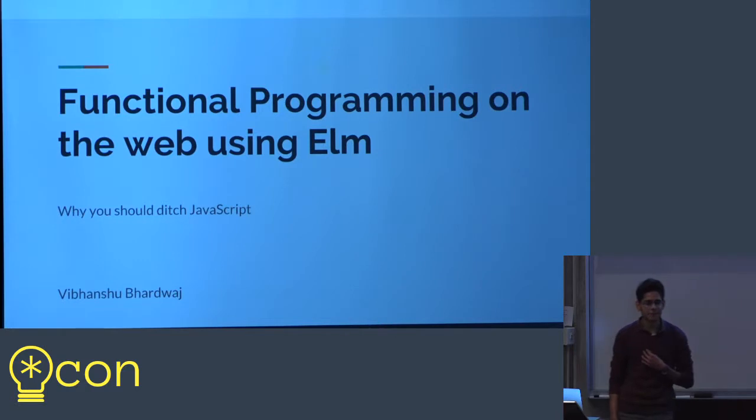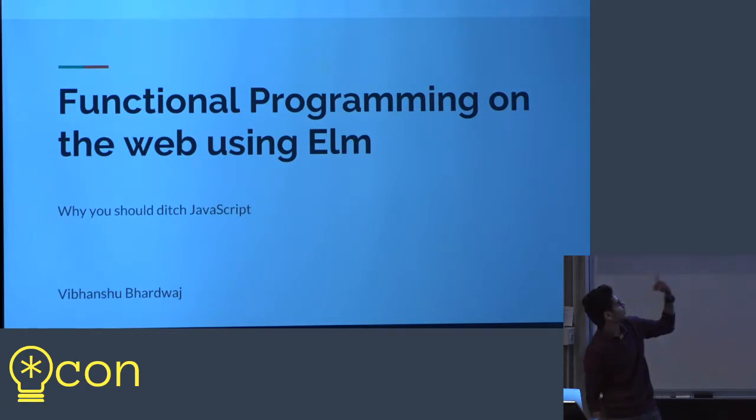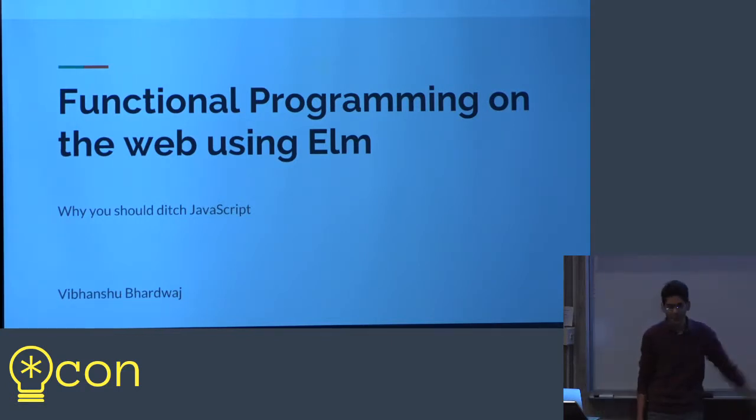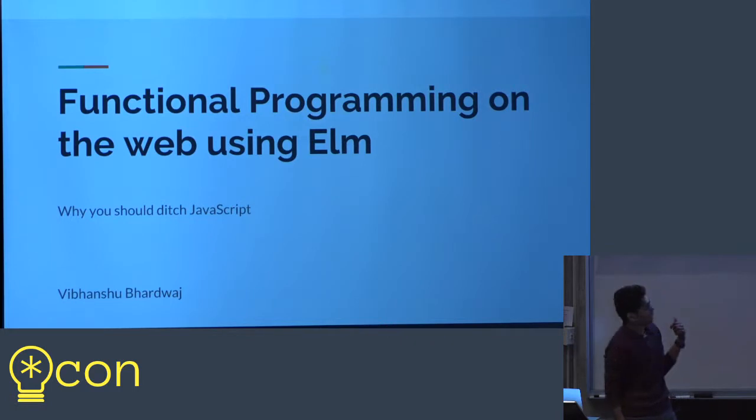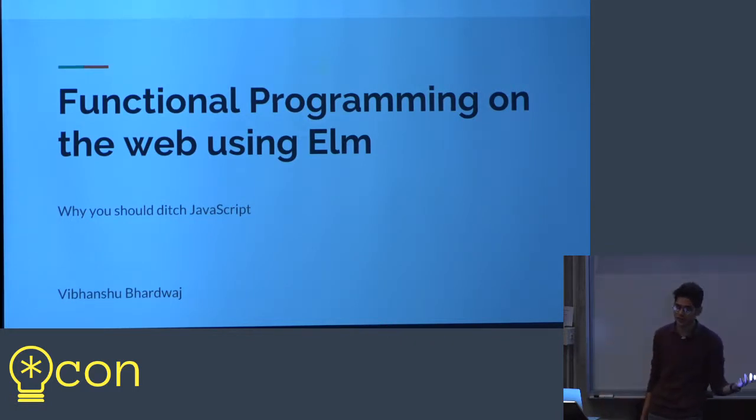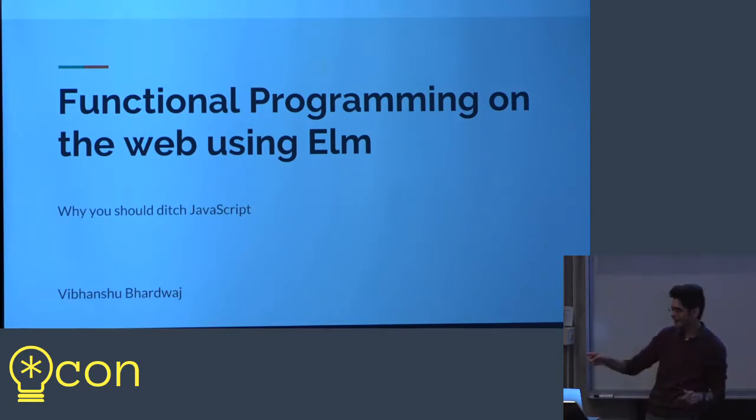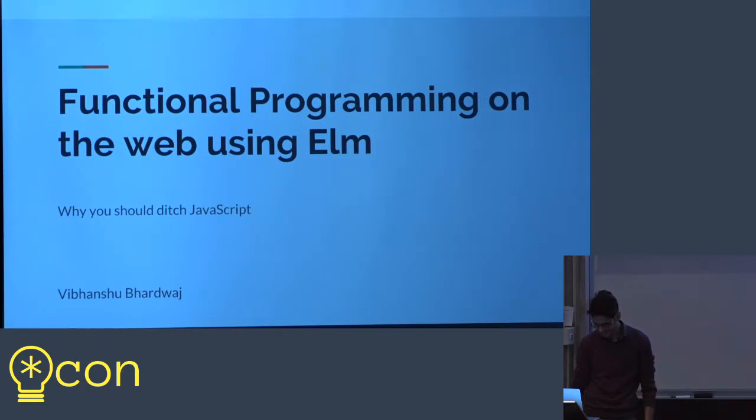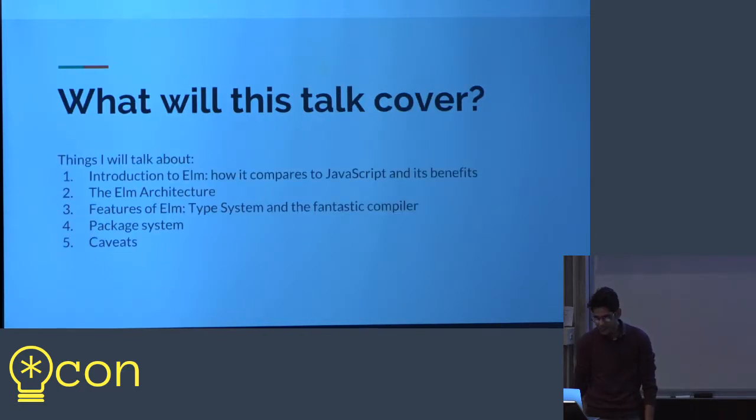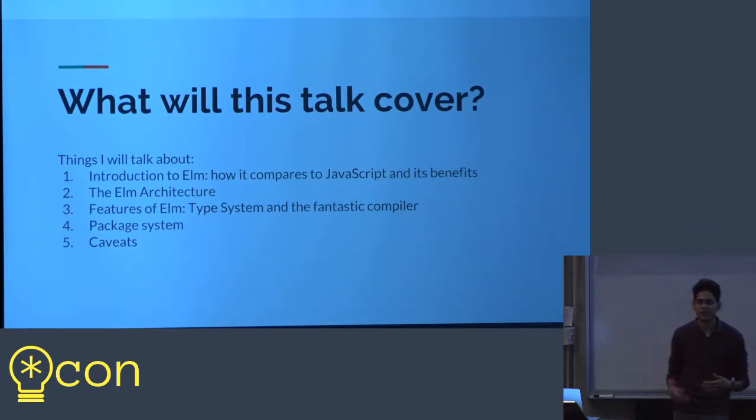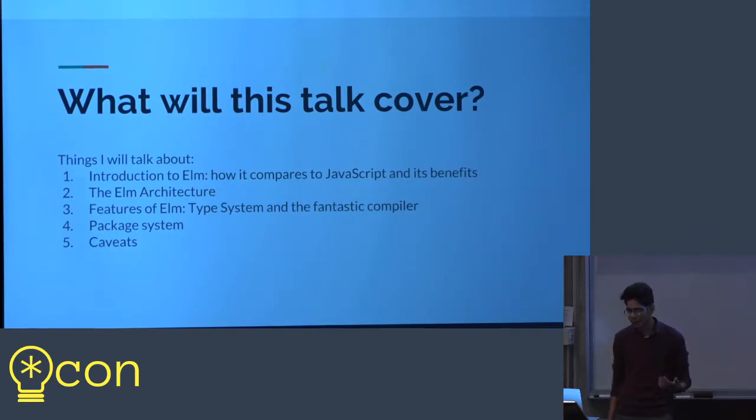Anyway, my name is Vibhanshu, and I'm a computer science student at the University of Waterloo. As you can see, the title of this talk is Functional Programming on the Web Using Elm. But essentially, it's a 20-minute long argument on why you should ditch JavaScript. And best part, there aren't any brackets in the syntax, at least not as much as Lisp, so good for you. Anyway, so this talk is essentially about writing front-end code in a functional paradigm using a language called Elm.